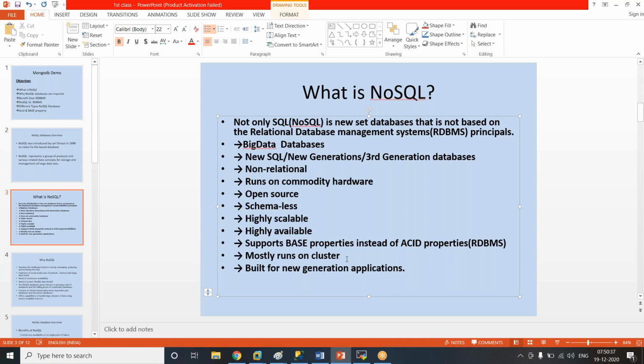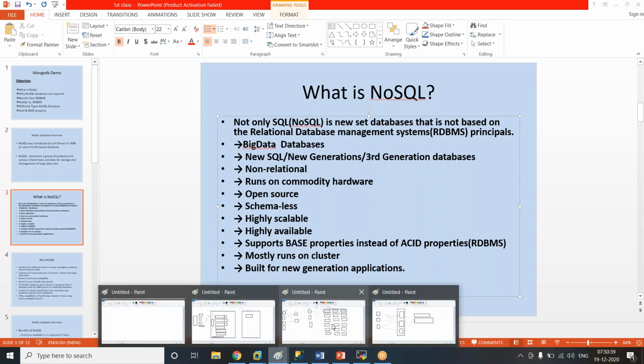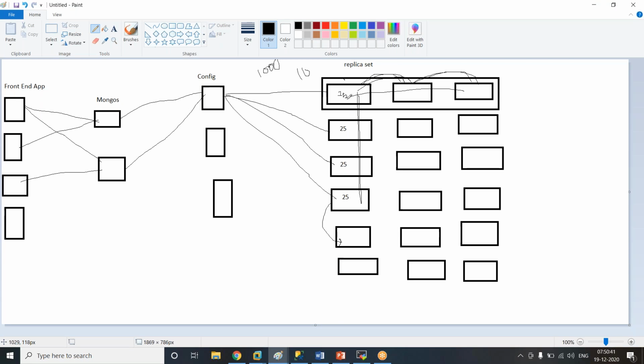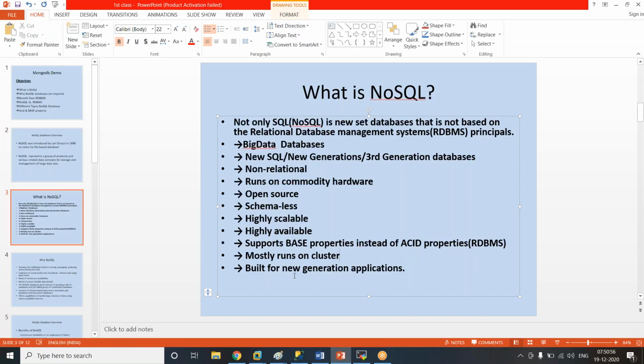Mostly runs on the cluster. You have to run on the cluster to get the benefit of this NoSQL family. If you're running on one system, there is no advantage of this product. Why? Because it allows a distributed computing model and you're not doing it. If you're not doing it, you're not getting the benefit. That's why if you have a huge data set, you definitely run on the cluster environment.